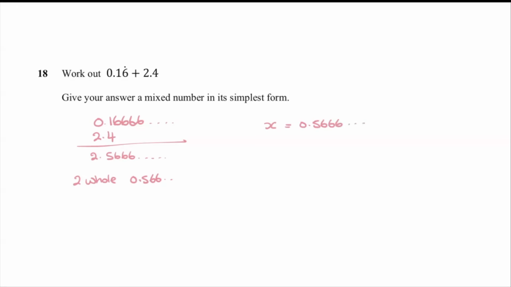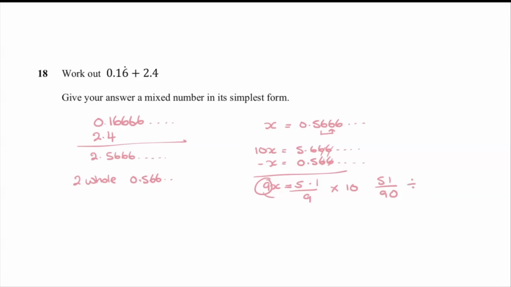0.5666 on and on. I'm going to times through by 10 because the recurring part is recurring every place value. And then I'm going to take away an x. I'm going to get x on its own by dividing through by 9. And obviously I don't want that decimal there. So we're going to times through by 10. And you do that to top and bottom. So I know that my fraction is 51/90ths. I also know it needs to be in its simplest form. So I'm going to divide now through by 3.